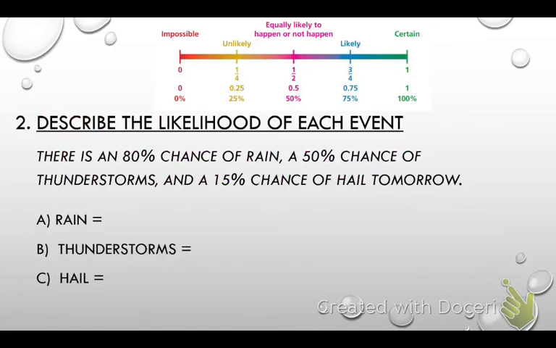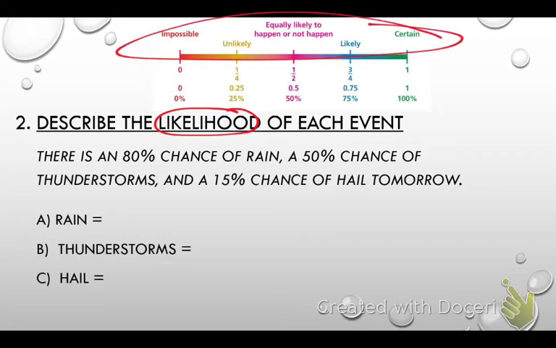So let's do an example here. Describe the likelihood of each event. I want you to take your red pens and circle the word likelihood. As I said before, anytime you see the word likelihood, you are going to use these words that we have up here at the top of that chart. Here's what it says. There's an 80% chance of rain, there is a 50% chance of thunderstorms, and there's a 15% chance of hail tomorrow. So according to what our problem states, what percentage is there a chance of rain, class? 80%. Everybody write down 80%.